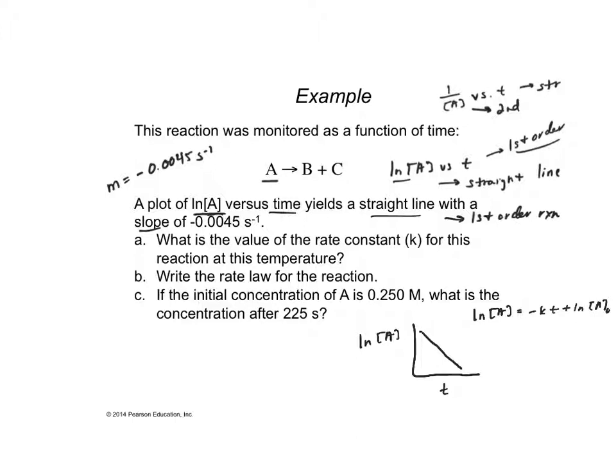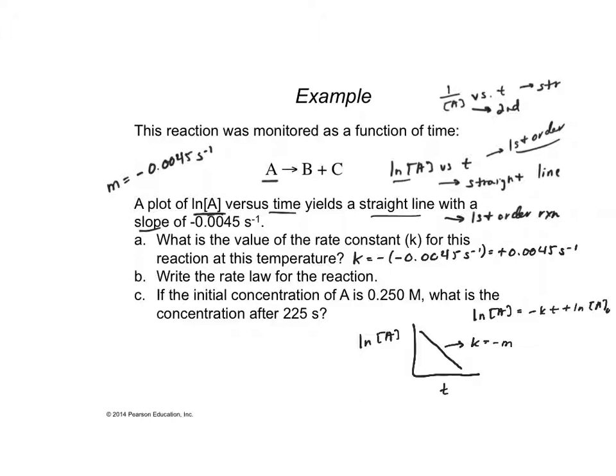If we wanted the y-intercept, they would need to give us the y-intercept. Instead, we want the rate constant, and we know for a first order reaction that the rate constant is just going to be the minus slope, right? They give us the slope of the line, so the rate constant is just going to be the minus minus 0.0045 seconds inverse, which gives us a positive 0.0045 seconds inverse, okay?